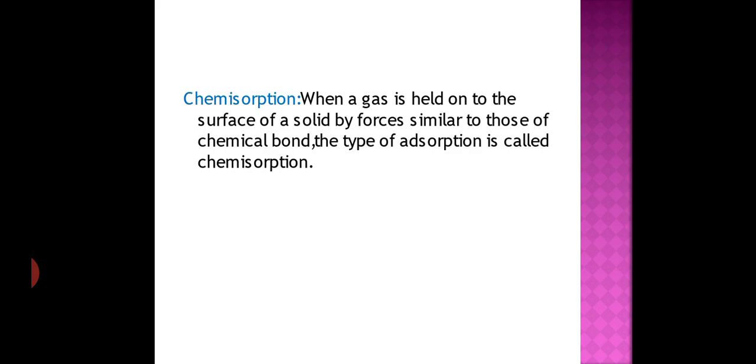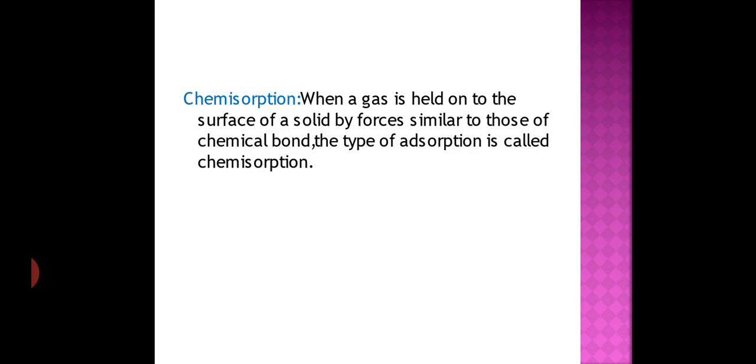Got it? So in chemisorption, the forces operating are similar to those of a chemical bond. So the heat of adsorption is usually high, about 40 to 400 kilojoules per mole, whereas in case of physical adsorption it is low, 20 to 40. Because no chemical bond is being formed in physical adsorption, the heat of adsorption is low. But in case of chemisorption, the heat of adsorption is high. So this is a difference, mind it. You can note it as a difference also.